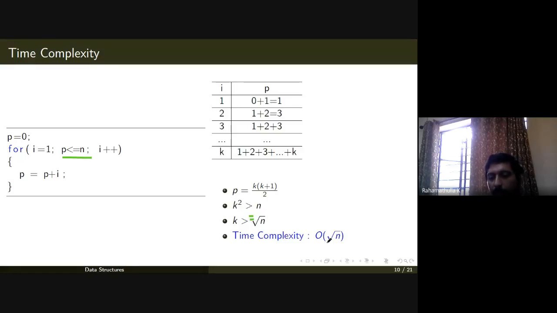Then the time complexity is order of n. Means that for i equal to 1, this statement will be executed once. For i equal to 2, this statement will be executed once. For i equal to 3, executed once. And till i equal to k, this loop statement will be executed. Then the value of k itself is the time complexity, and we got the value of k equal to square root of n. So that is the corresponding time complexity. So time complexity of this piece of code is equal to order of square root of n.